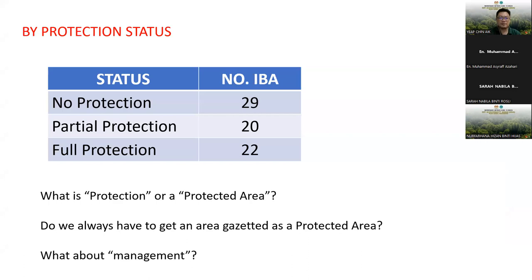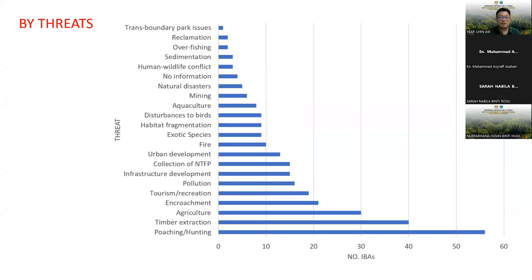In terms of protection, if we look at the number of IBAs that we have, almost half of them are fully protected already. But we have an equal amount which has no protection at all, or only some protection. So obviously, we still have a lot of work to do for IBAs, and in this case, KBAs as well. In terms of threats, there are many kinds of threats impacting all our IBAs, but if you look at the graph below, the top three are still agriculture, timber extraction, and poaching and hunting.